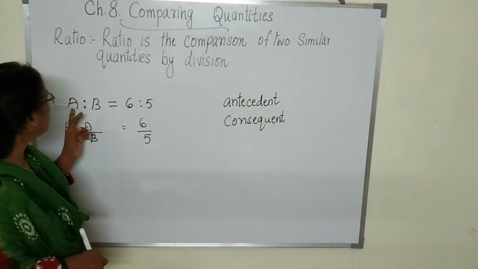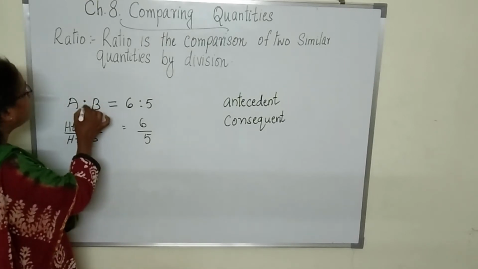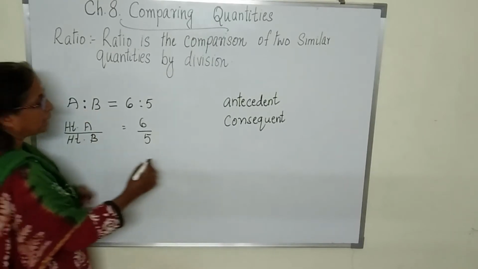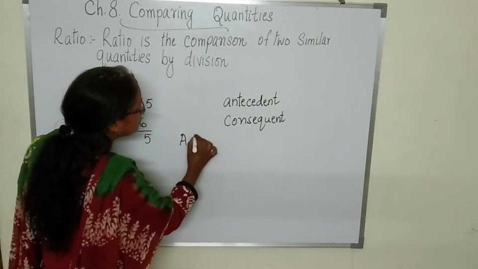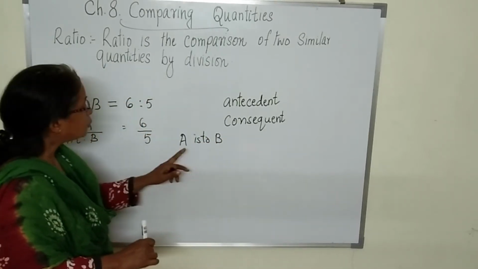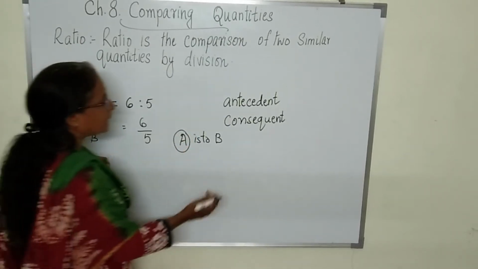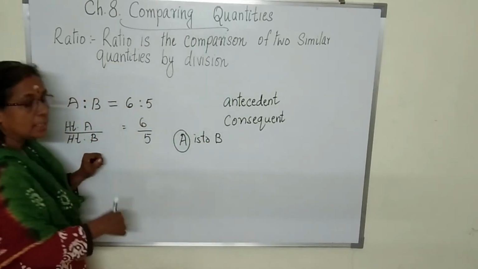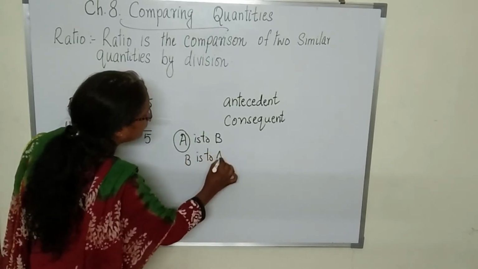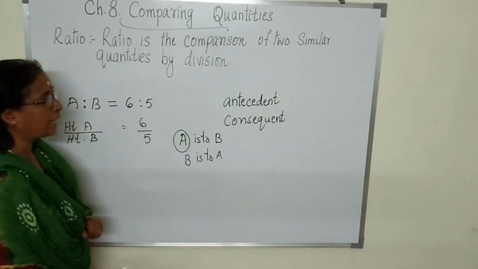Now, whenever we write two quantities in the form of ratio, you might have observed we have put two dots. Now, how to read it? A is to B. Means we are comparing A to B. So whatever is the height of A, that should be written first and then the height of B. Now if we write B is to A, then we have to write the height of B first and then the height of A.